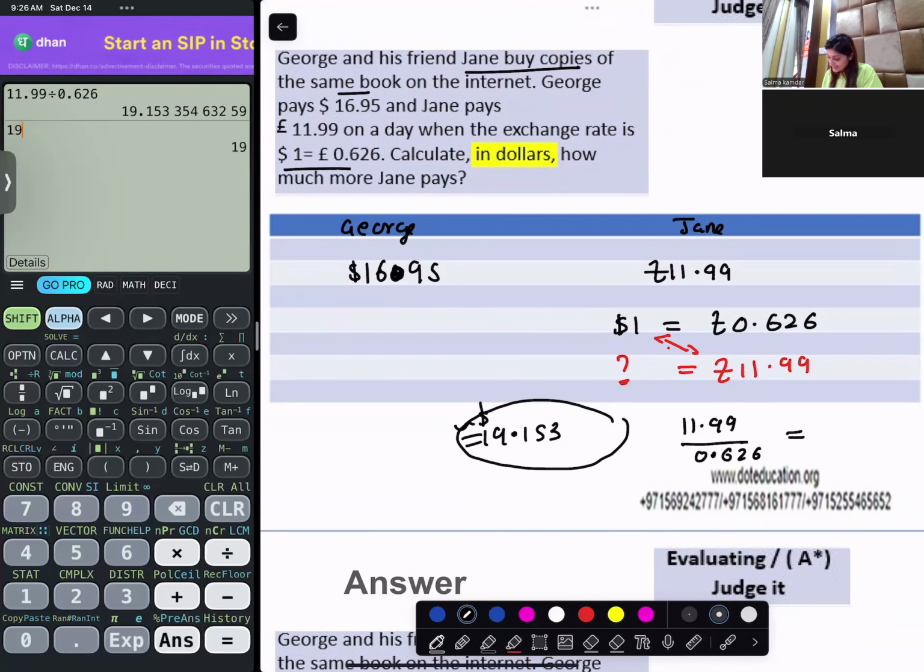So how much has Jane paid more? I would say 19.153 minus 16.95. So Jane has paid approximately $2.203 more.